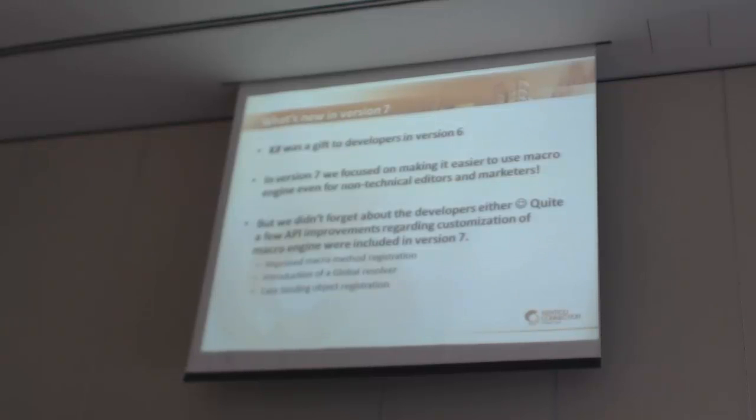But of course, we didn't forget about the developers here. There are some API improvements in terms of the macro engine. There's a better way to register your own methods. There's a global resolver, which is one resolver that all the others inherit from. So once you register your custom data into it, you can use it within the whole system afterwards. And there are some other API improvements.